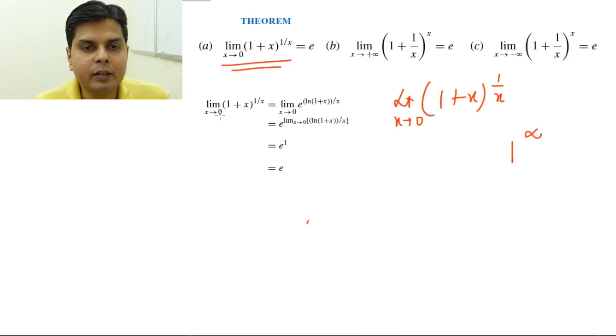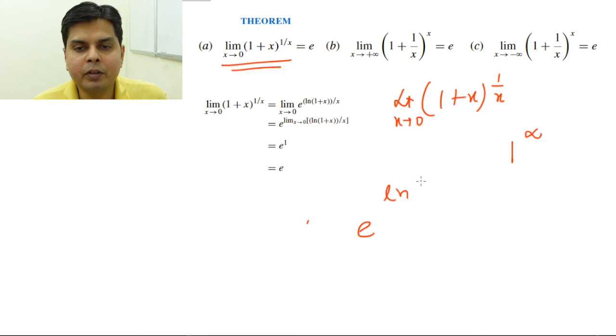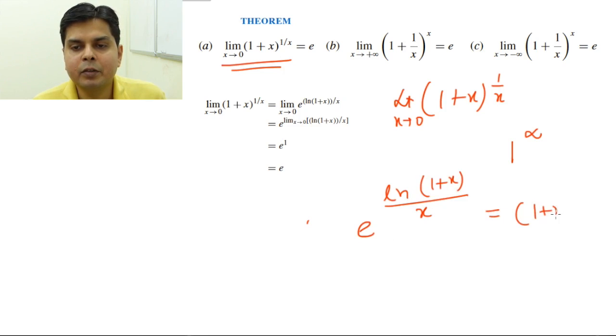So I can write it like this: limit x tends to 0, (1 plus x) to the power 1 by x. Using exponential, I can write this as e to the power ln(1 plus x) divided by x, because e to the power ln(1 plus x), whole by x, is the same as (1 plus x) to the power 1 by x. The 1 by x is here, so this will go, and this will become (1 plus x) to the power 1 by x, since e to the power ln of anything is the same as that thing.